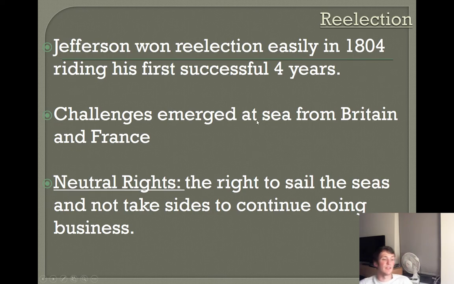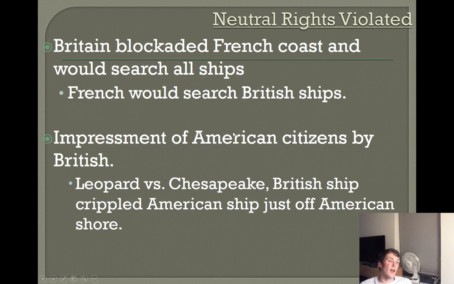And this is going to basically be the rights of sailing the seas and sailing the oceans and trading in the oceans and things like that. It's going to be called neutral rights. And basically you're going to get the British blockading the French coast. They're going to search all ships that are going there, right? And the French, in response, would also search the British ships. So it's really difficult to trade with either of these countries.